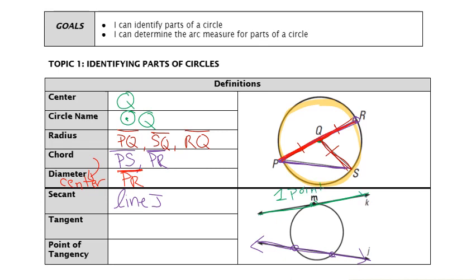So a tangent is just going to touch the circle at 1 point. So in this case, line K would be a tangent line. And the point that it intersects is called the point of tangency. So in this case, M would be the point of tangency. So that's where our tangent line intersects the circle.